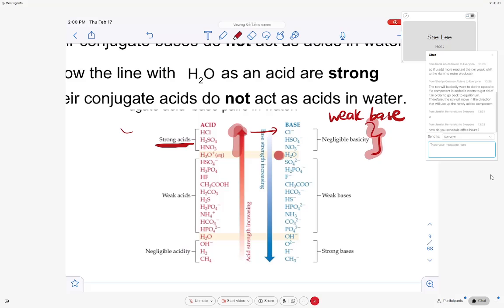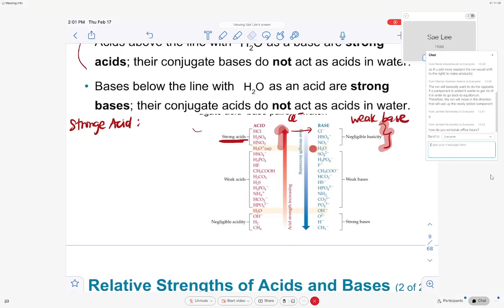what happens is that when you dissolve a strong acid into water, such as hydrochloric acid, it would completely donate its proton to water, and the chloride, because it is a weak base, essentially will have no tendency to accept a proton. So I'm going to summarize what I just said. Strong acid has weak conjugate base.